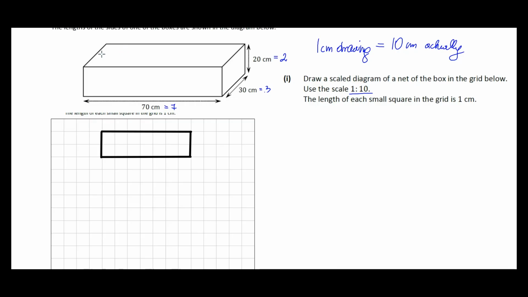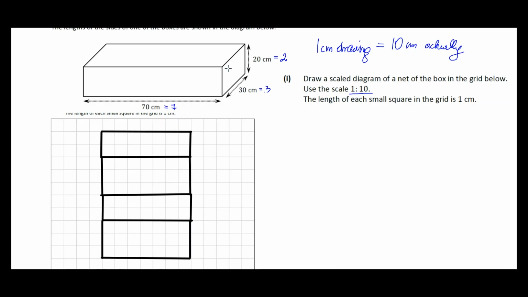Then we are looking at the next one. This one will be 7 by 3. So all we have to do is count 3 down, and 7 across. And then the one behind will be the same as this face here, so that will be 7 and 2 centimeters. And then the one at the bottom will be 7 and 3, so we go down 3, and then 7.